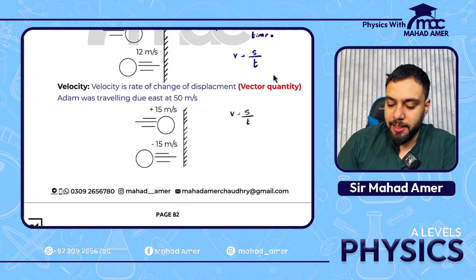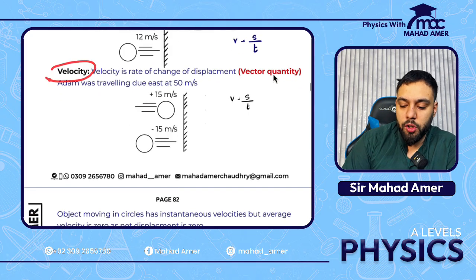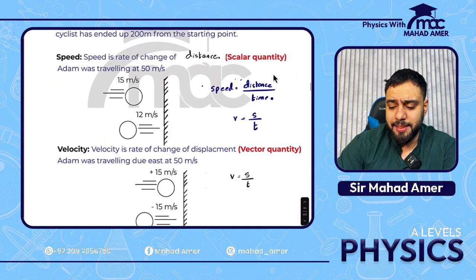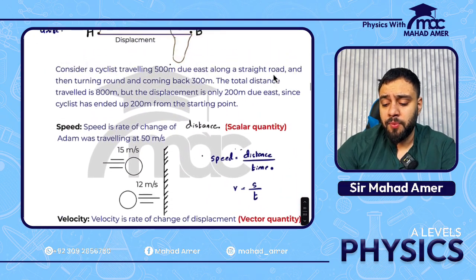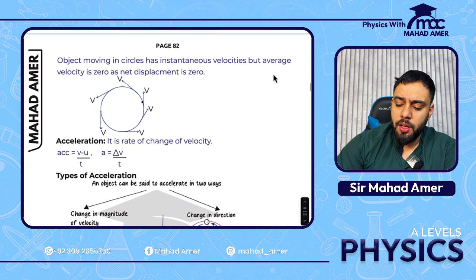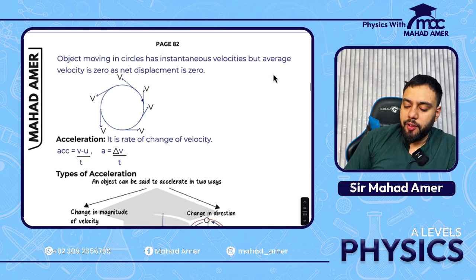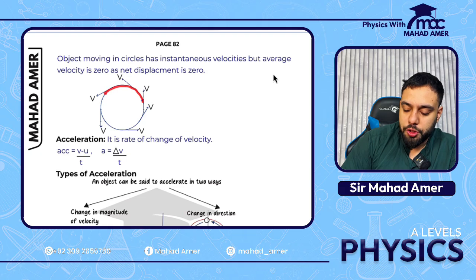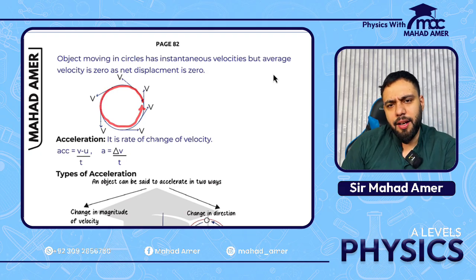So this is some basic understanding of what velocity is, some basic understanding of what speed is, and that is a general background for the chapter. Moving on, if an object is moving in a circular motion, now you need to realize this concept.